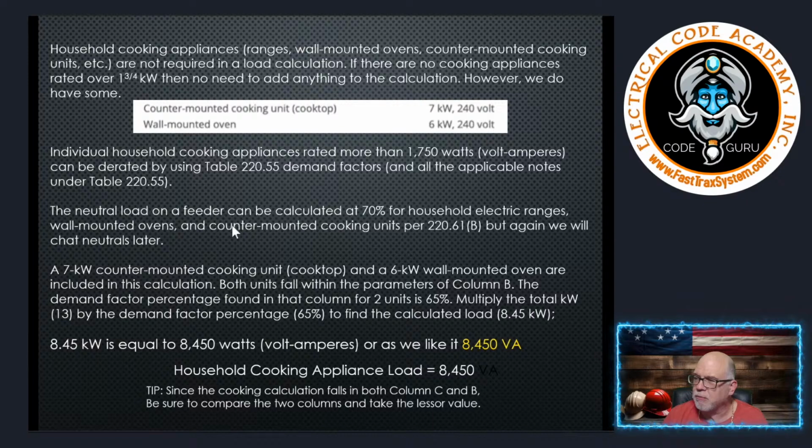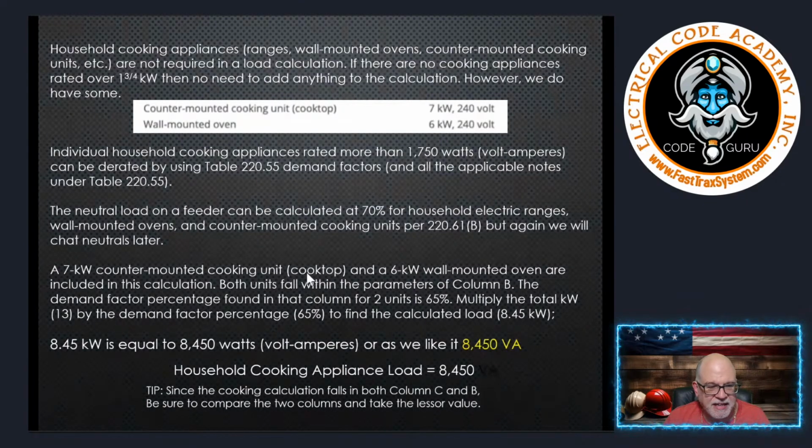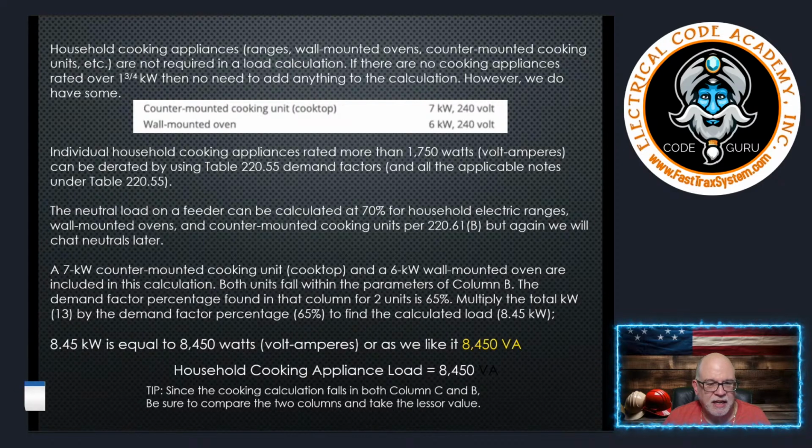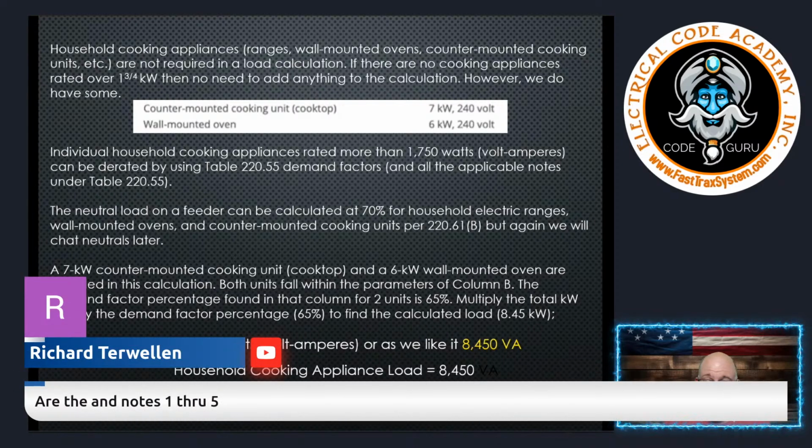All right, so let's look at what we've got going on here. We've got a 7 kW counter-mounted cooking unit, cooktop. It's kind of a big cooktop. And there are definitely, as Richard says, a bunch of notes in there, which you will learn about over in our range videos. Those are definitely where you would find those. So remember, you've got notes to be aware of, okay?